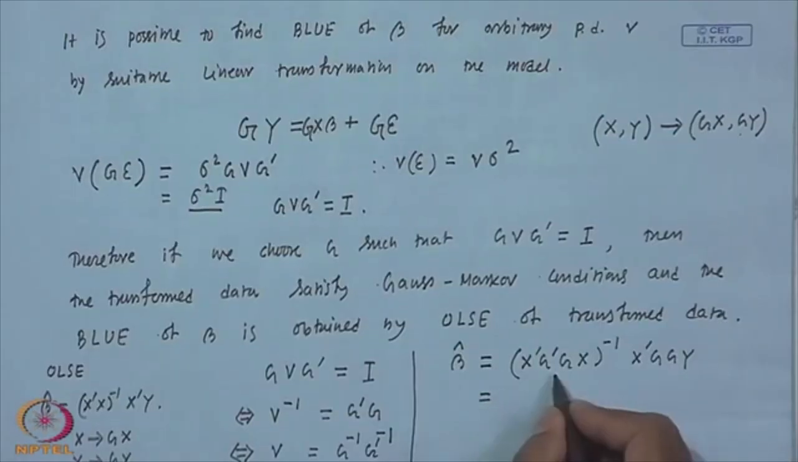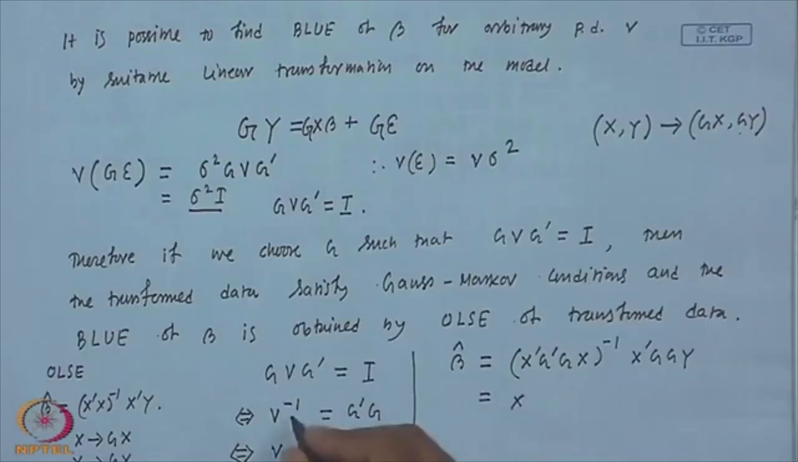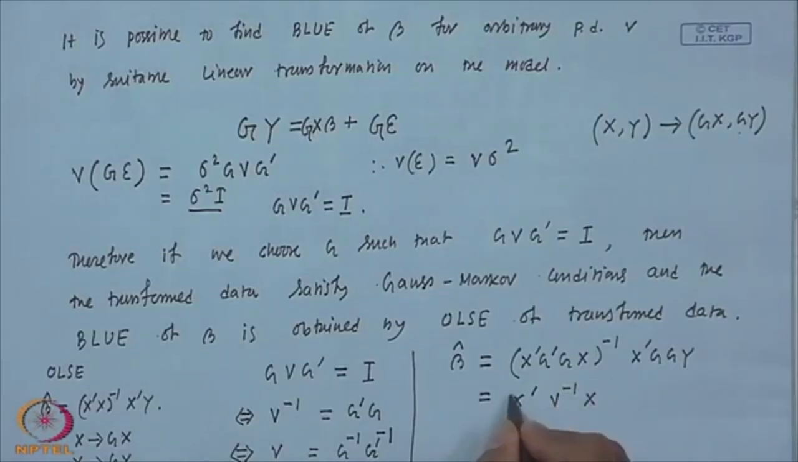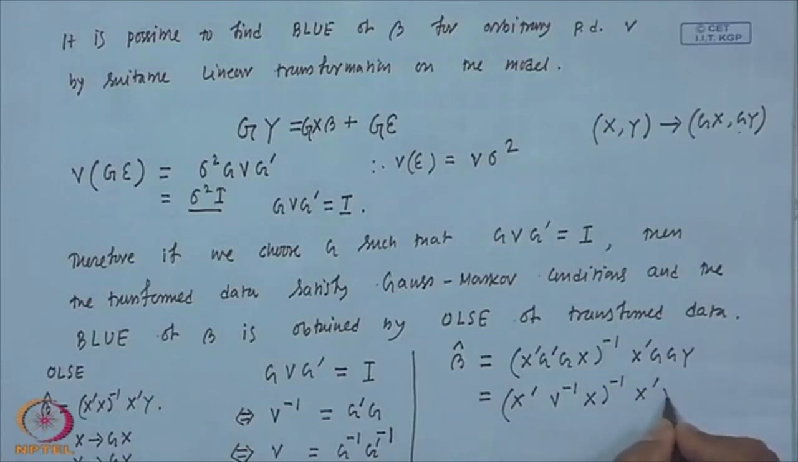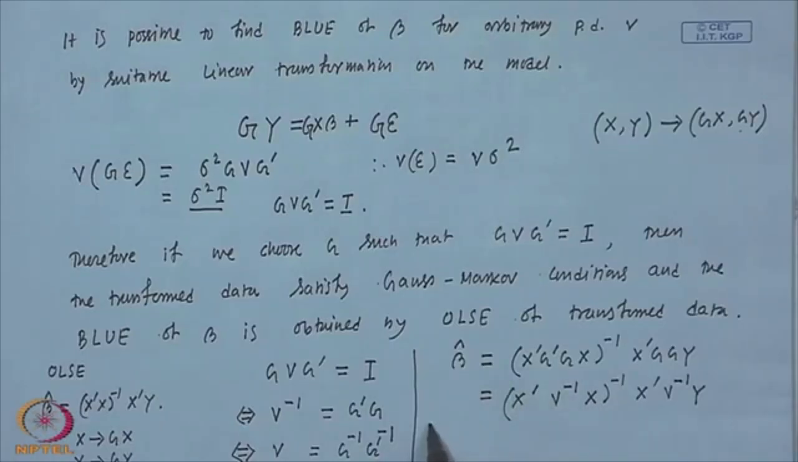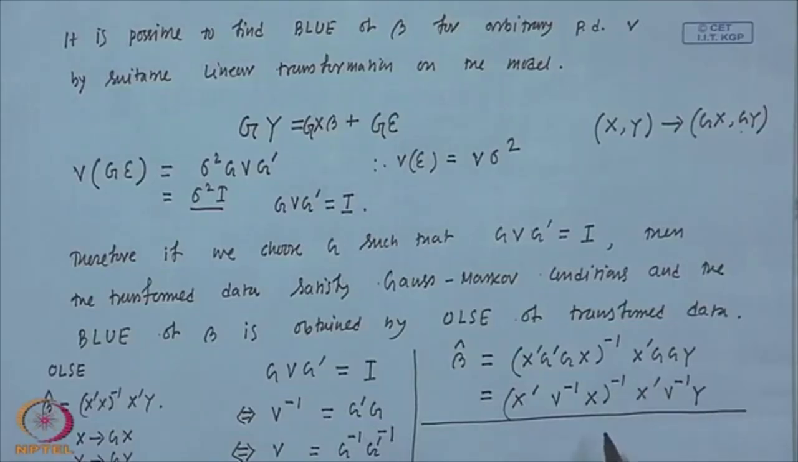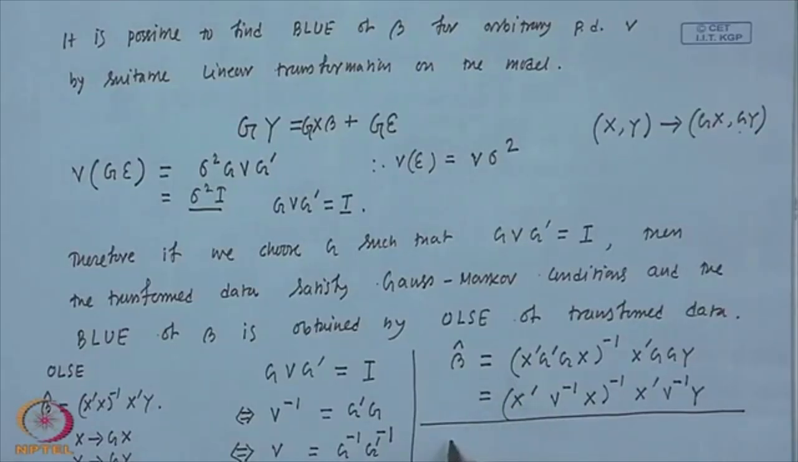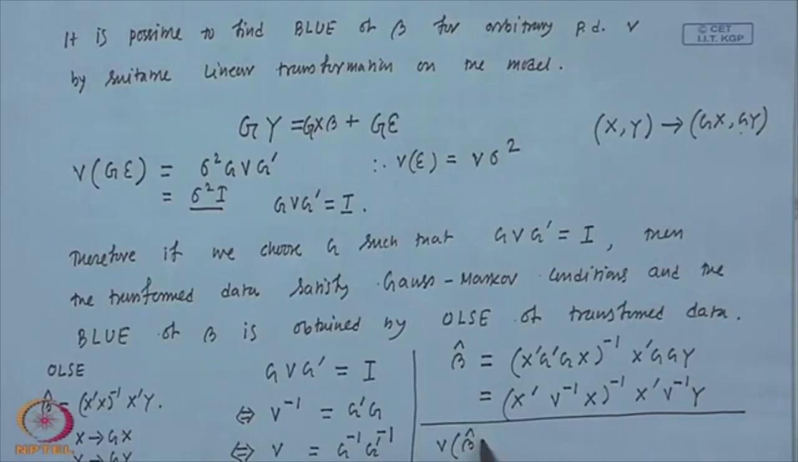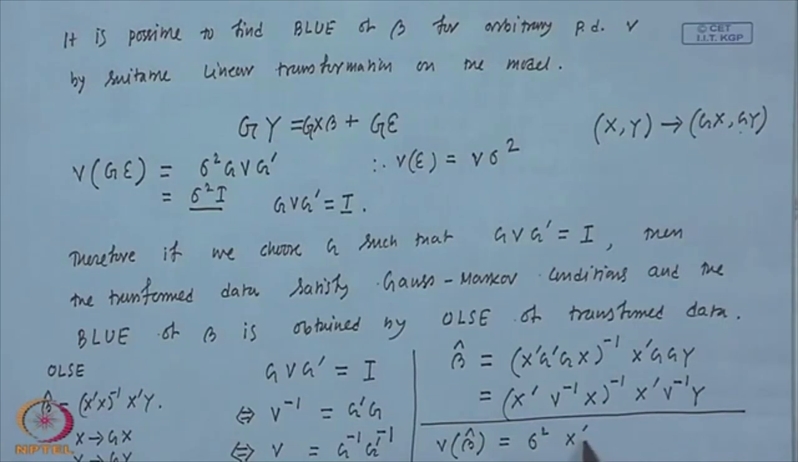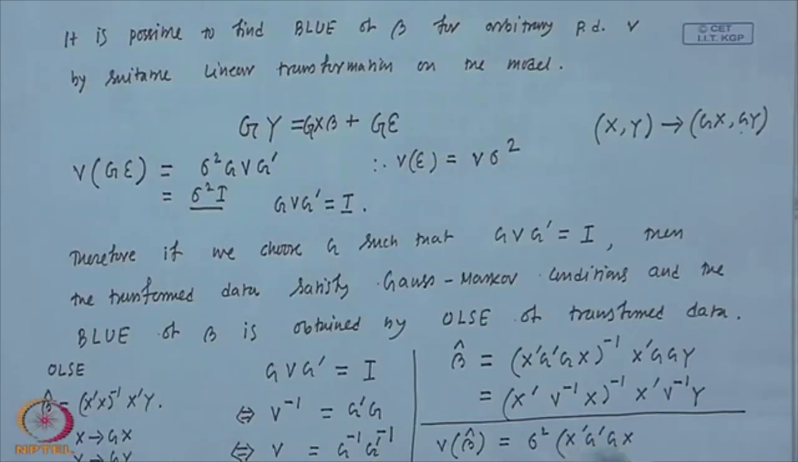So, you replace x by g x, you will get this formula. And finally, this can also be written in terms of V as x prime V inverse x inverse x prime V inverse y. Okay. So, this is the BLUE obtained using the generalized least square technique, and the variance of beta hat is equal to sigma square x prime g prime g x inverse.